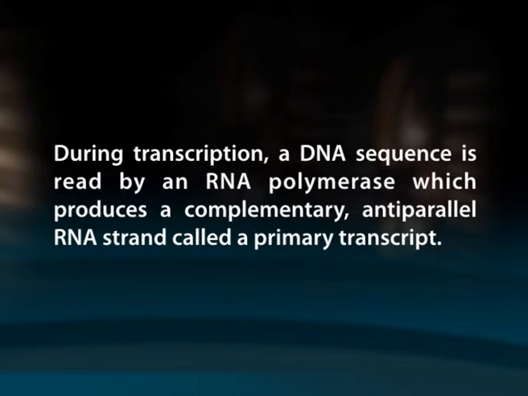During transcription, a DNA sequence is read by an RNA polymerase which produces a complementary antiparallel RNA strand called a primary transcript. In translation, messenger RNA or mRNA produced by transcription from DNA is decoded by a ribosome to produce a specific amino acid chain or polypeptide. The polypeptide later folds into an active protein and performs its functions in the cell.